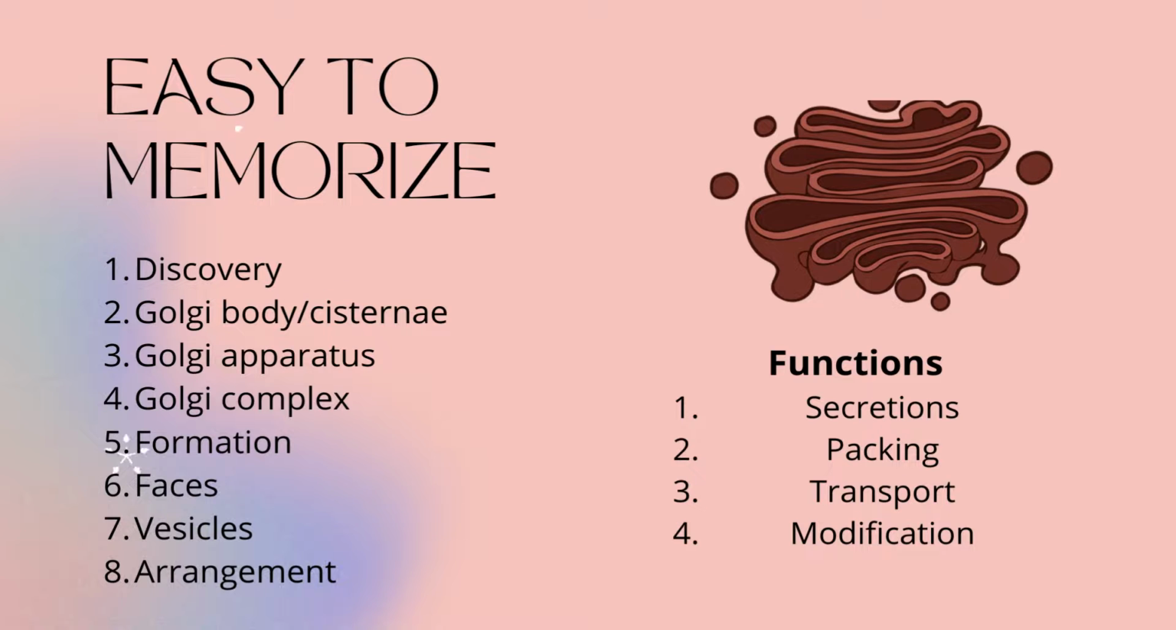Function: it has four functions. It is related to cell secretions, what cell secretions are, then packing, transport and modification. Whenever we have to memorize any topic, first of all we have to keep its diagram in our mind. Then divide that topic into two parts, structural portion and functional portion. With that, we have completed our topic.